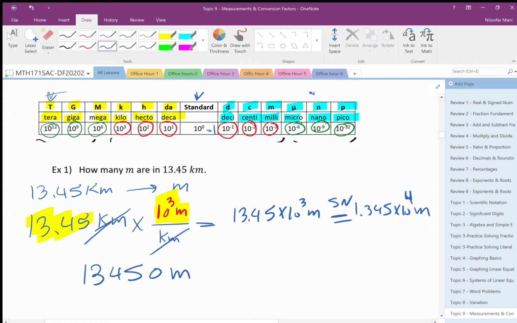So you have to ask yourself, what do I have and what do I want? The one that you have must be cancelled, and the one that you don't have must be added to the expression here. When I have kilometer and I want to cancel it, because it's up, I have to write it in the denominator. When I don't have meter and I want to bring it in, I write it up.